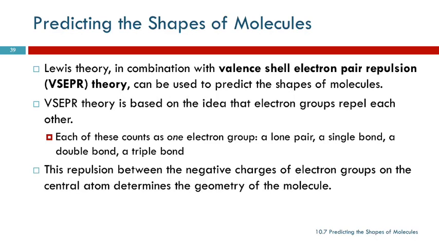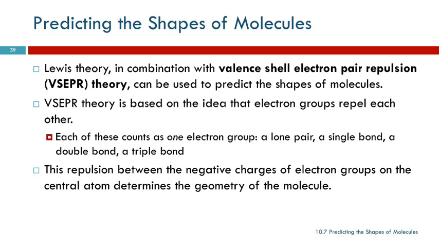So what we're going to talk about now is sort of an extension of Lewis theory. It's called VSEPR theory. I know it should be V-S-E-P-R, but we're just trying to pronounce this, instead of saying V-S-E-P-R, or what it stands for, valence shell electron pair repulsion theory. So VSEPR theory is easier to say. It stands for valence shell electron pair repulsion.